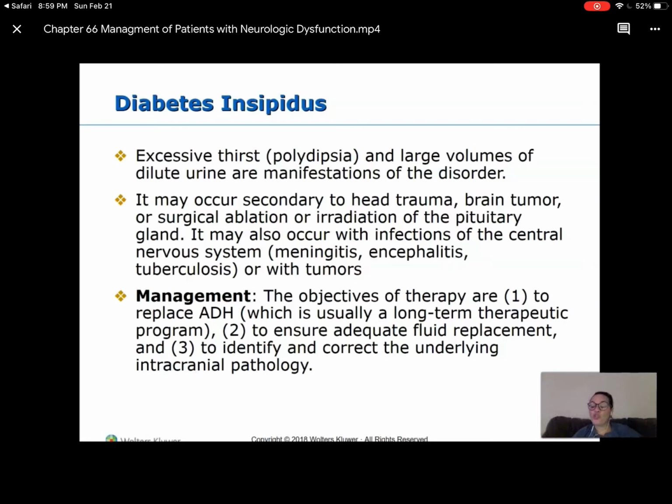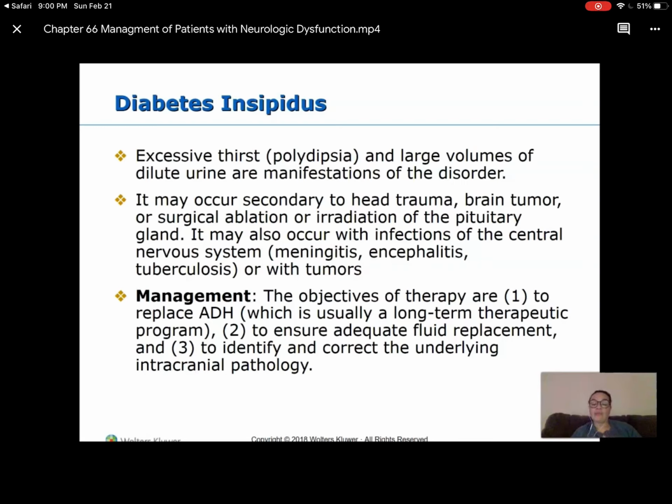Okay? It may occur secondary to head trauma, brain tumor or surgical ablation, eradication of a pituitary gland. So here is a head trauma and a brain tumor. This is probably what we would see for this neuro issue. Okay? With infection of the central nervous system, like meningitis, encephalitis. So any kind of neuro injury, you are at risk for acquiring this.